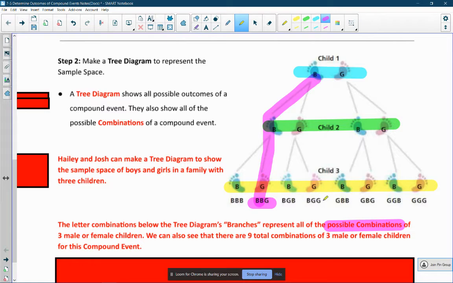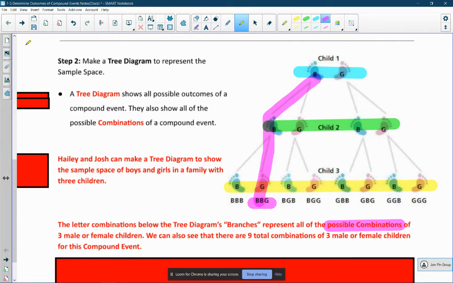So each one of these combinations of letters represents an outcome of this compound event, right? You could have one outcome is all boys, one outcome is all girls, one outcome is 1 girl, 2 boys, one outcome is 2 boys, 1 girl. So all of those are different outcomes. Okay, so there we go, a compound event.